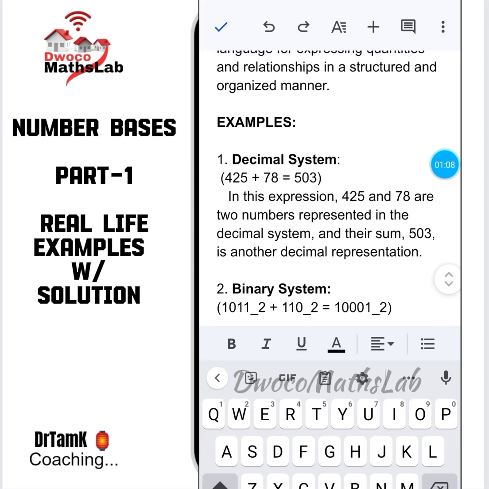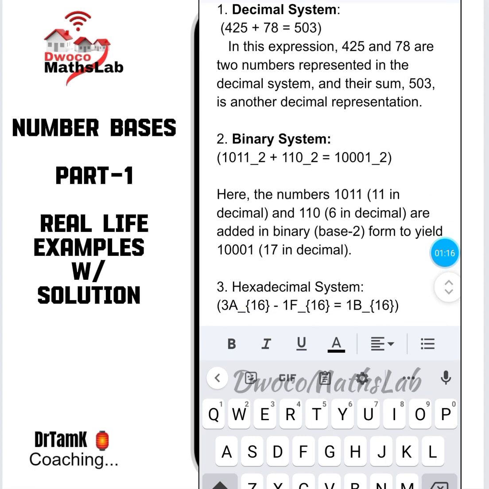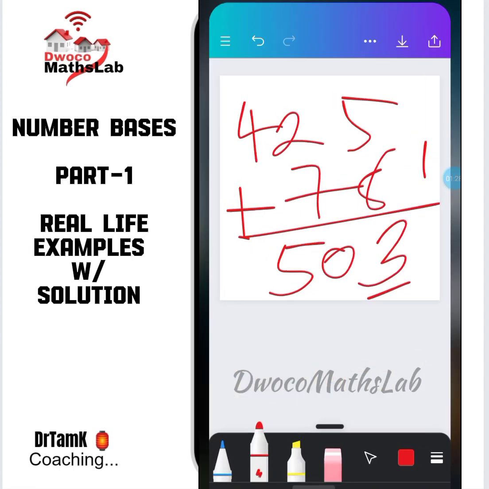So this is the decimal system. The expression 425 plus 78 has two numbers represented in the decimal system, and their sum is 503. Then this other one is the binary system. What I have is 101 base 2 plus 110 base 2. So you decide to add them together. How do you solve a question like this? Let me show you what to do.